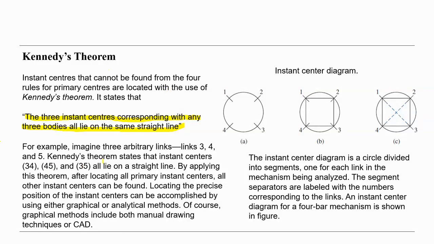For example, imagine 3 arbitrary links. Let's say we have here a 4-bar mechanism with links 1, 2, 3, and 4, and then links 3, 4, and 5. Kennedy's theorem states that instance centers 3-4, 4-5, and 3-5 all lie on a straight line.